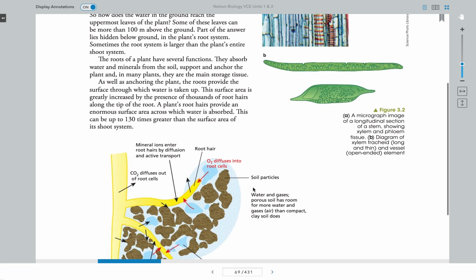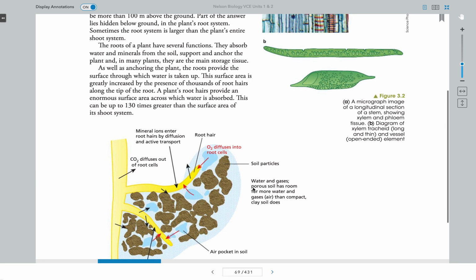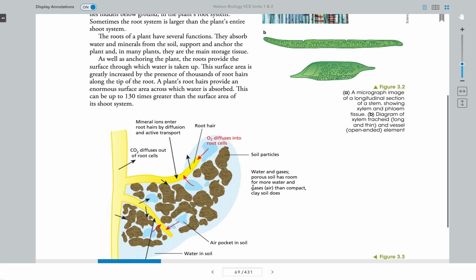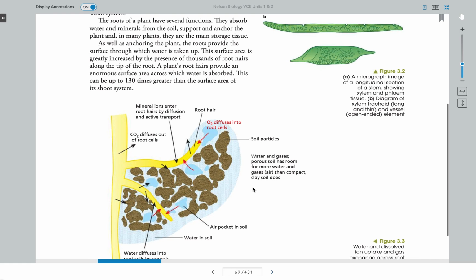Some of the leaves can be more than 100 metres above the ground. Part of the answer lies hidden below ground in the plant's root system. Sometimes the root system is larger than the plant's entire shoot system. The roots of a plant have several functions.